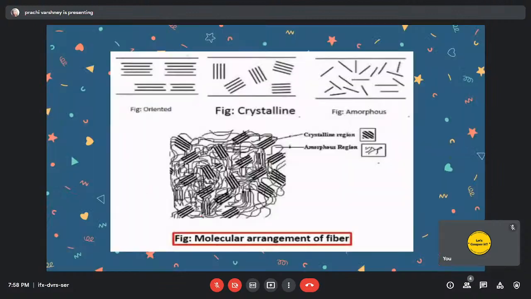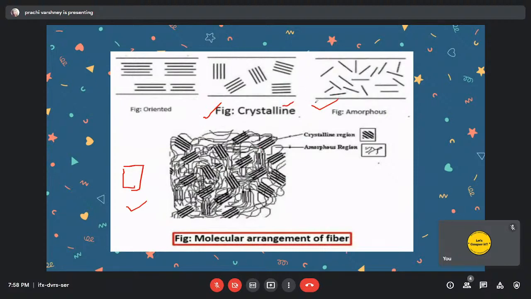So next is the molecular arrangement of fiber. Like we have seen, a fiber has its structure. Different fibers have different kinds of structures. But how they are arranged, what kind of regions they have, that I will tell you. Fibers have a crystalline property and an amorphous property. Okay, amorphous region and crystalline region.